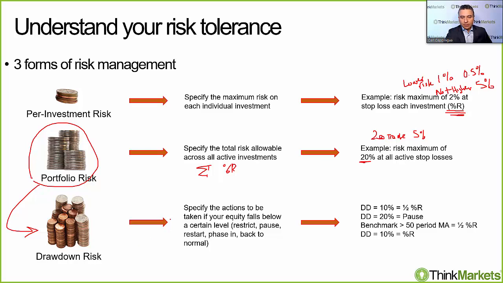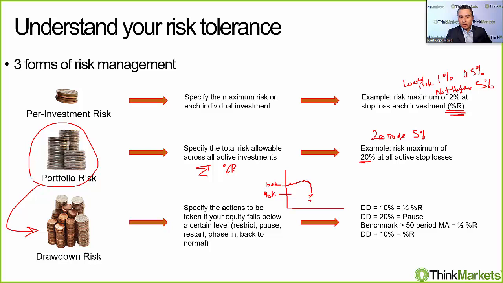And then drawdown risk is, as I said before, how much you lose over a sustained period of losses. And we're going to specify the actions to be taken if our equity falls below a certain level. Let's say, not a chart of a stock here, but a chart of our performance. Let's say we started with $100,000 and we started off pretty well, but then the market had a big turn and we came down to here, and now we're at $90,000 in terms of the equity we have left.